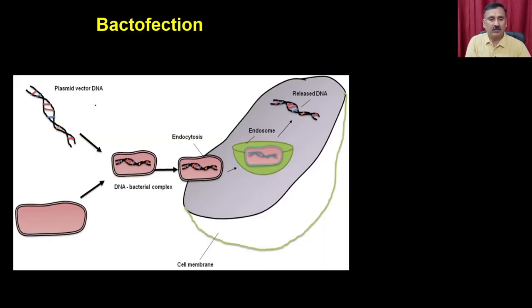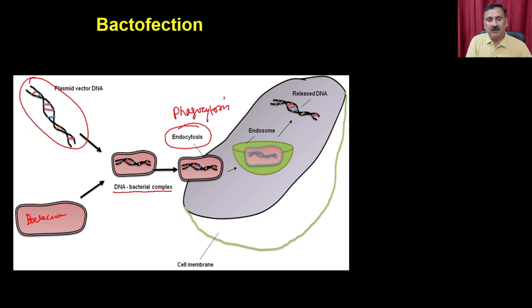So in bactofection, what you're going to do is take the bacteria. So this is a bacterial cell, and you take the DNA, and then you mix them together. The bacteria will take up this DNA, and that's how it forms the DNA bacterial complex. Once the DNA bacterial complex is formed, it is going to be taken up by endocytosis or phagocytosis. Once it is taken up by the cell entry process, it is going to be present in the membranous vesicle. From this membranous vesicle, the DNA is going to be released, and this DNA will go into the nucleus for the expression studies.